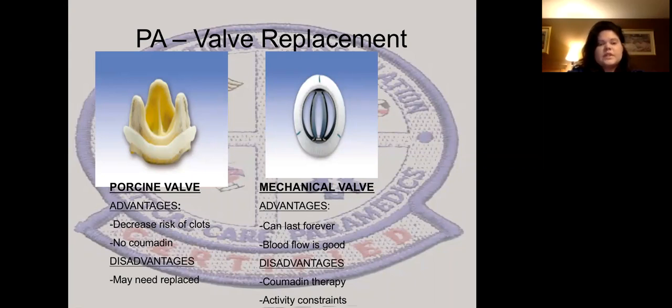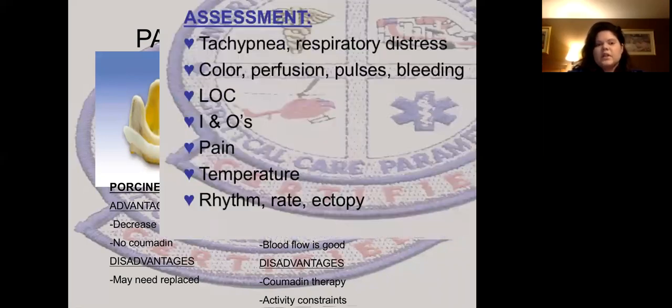They don't do necessarily the porcelain valves anymore as much as they do the mechanical valves. The mechanical valves they just last forever. Blood flow remains really good. Some disadvantages is that they have to be on Coumadin for this, so they would have to be monitored, and they have a few activity constraints. However, if you're comparing the two, the porcelain valve has to be replaced. The mechanical valve, not necessarily. So it's usually what the surgeons put in.